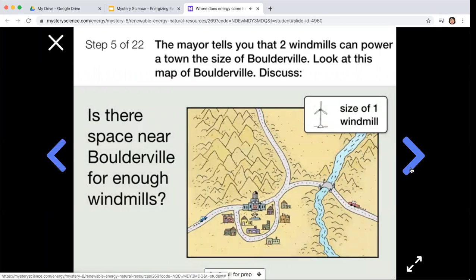The mayor tells you that 2 windmills can power a town the size of Boulderville. Look at this map of Boulderville. We've included a windmill so that you can see how big one is. Discuss.